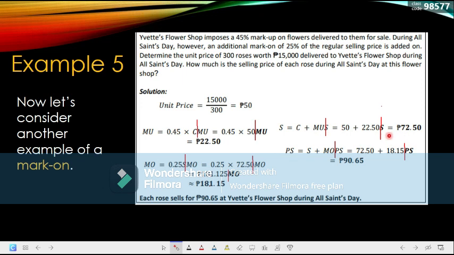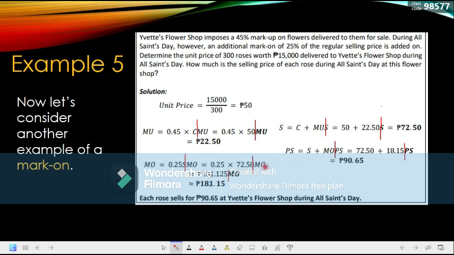Okay, I hope you were able to follow. Okay, the next would be the mark-on. It says that we have here an additional mark-on of 25% of the regular selling price added on. So the mark-on would be 0.25 times the original selling price. And the original selling price, as we have solved, is 72.50 or 72 pesos and 50 centavos. Therefore, it is 0.25 times 72 pesos and 50 centavos.